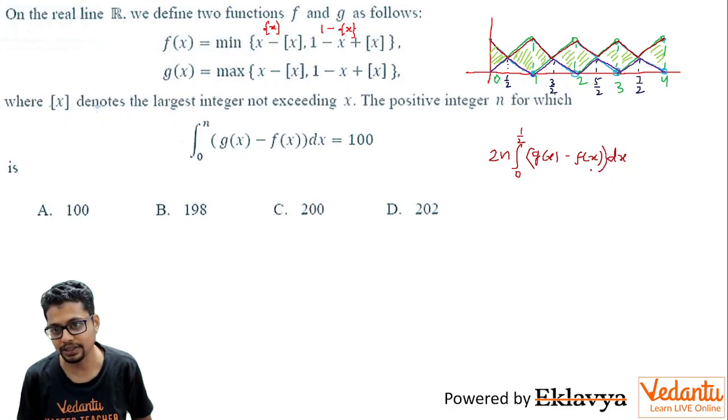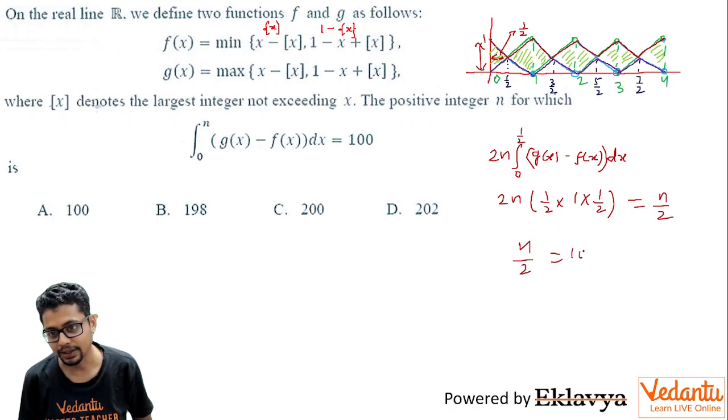So this essentially is what? This essentially is this area, where you can say the base is 1 and the height is 1/2. So the area of this triangle will be what? It will be 1/2 times base times height. So what you get essentially is n/2. So that means n/2 is 100. That means n is what? 200. C is the answer.